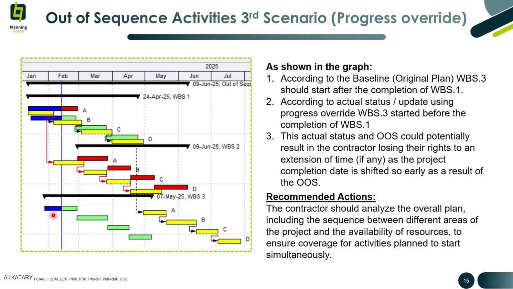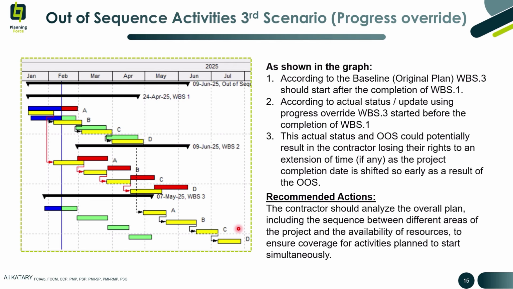This actual status and out of sequence could potentially result in the contractor losing the right to an extension of time, if any, as the project completion date is shifted so early as a result of out of sequence. This is the updated finish date, and this is the original finish date. Of course, this status shows a fake progress or a fake ahead of schedule status.